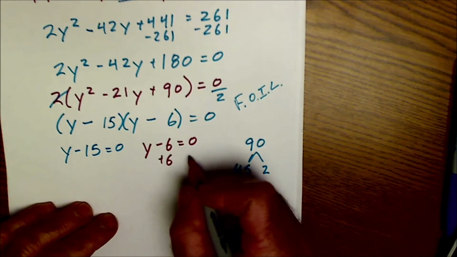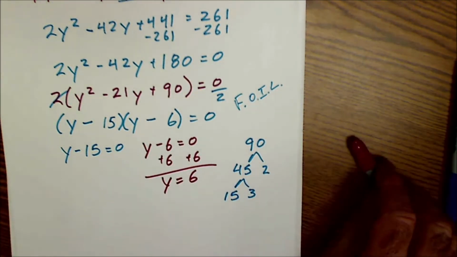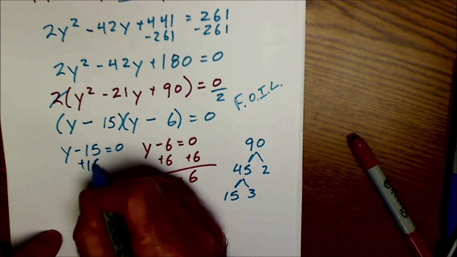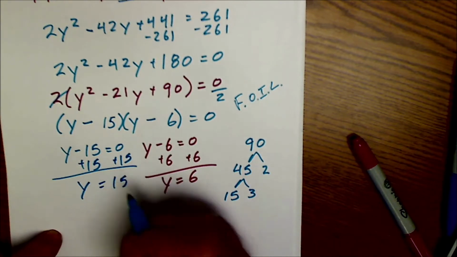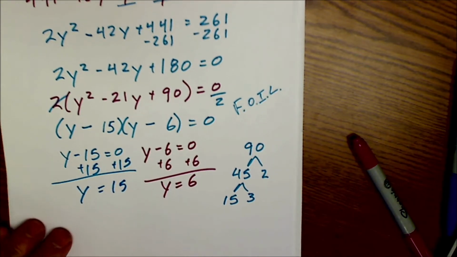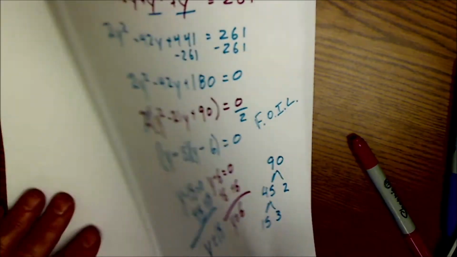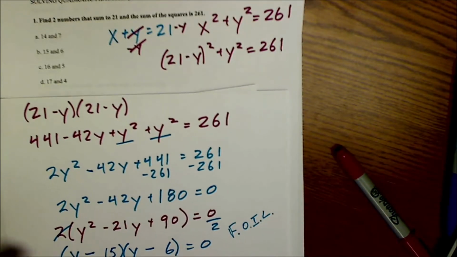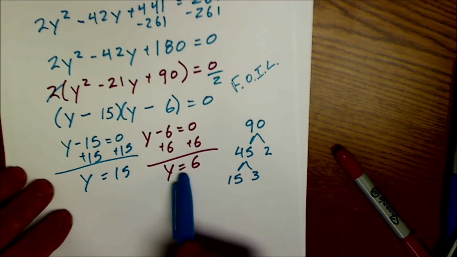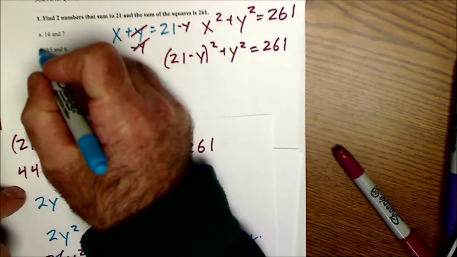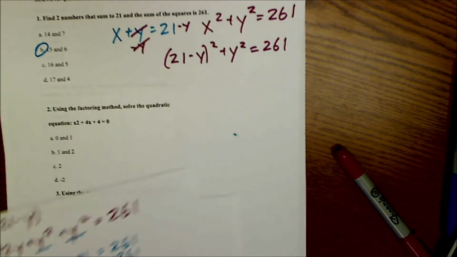Adding 6 to both sides here, I get y is equal to 6. There's one solution. Adding 15 to both sides here, I get y is equal to 15. So I have two solutions to this problem, for both y and x. Where'd the test go? So 15 or 6 are my two possible solutions, and here they are here. So number 1 is B.